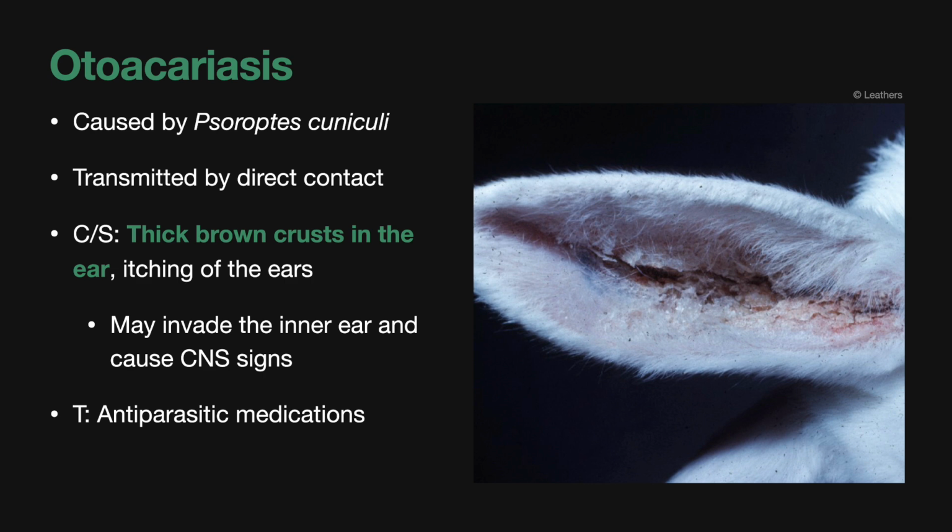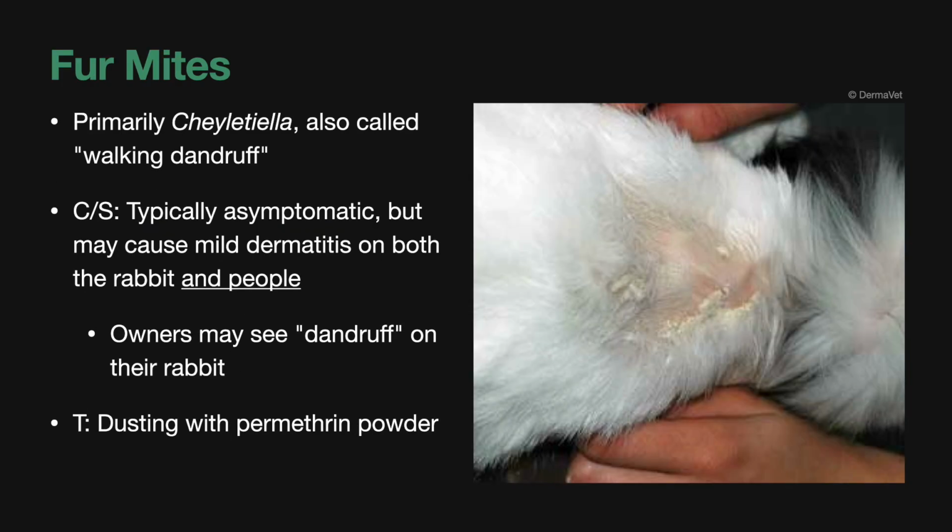Otoacariasis results from infection with Psoroptes cuniculi. This is a mite that is transmitted by direct contact between rabbits. Clinical signs include thick brown crusts in the ears and scratching or itching at the ears. In some cases, the infection may invade the inner ear and cause CNS signs. Treatment involves antiparasitic medications.